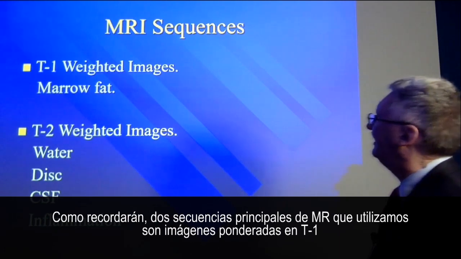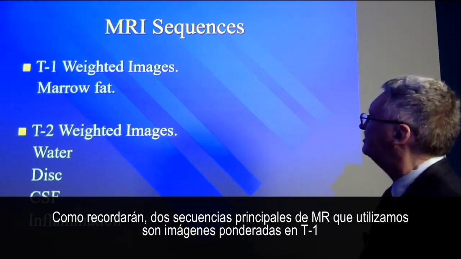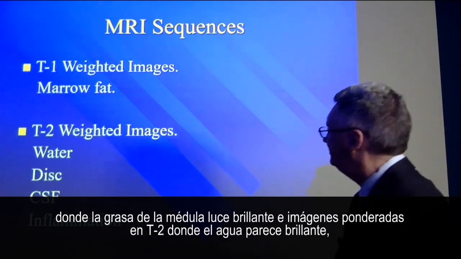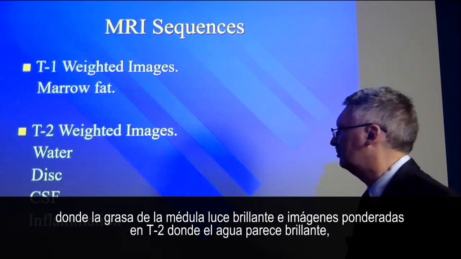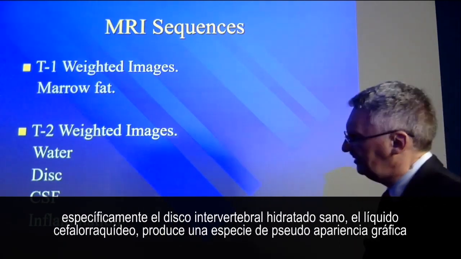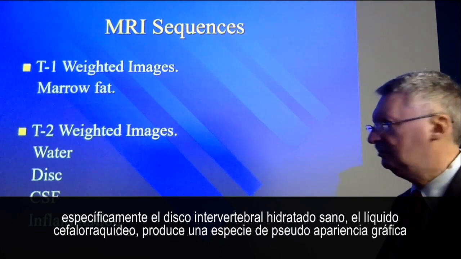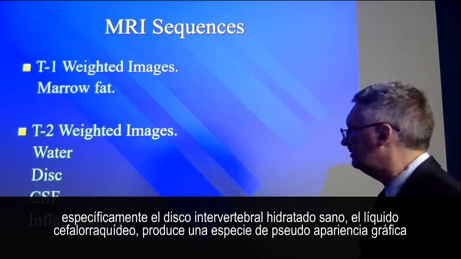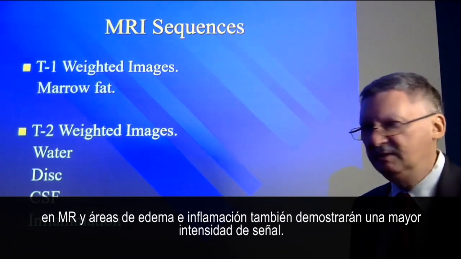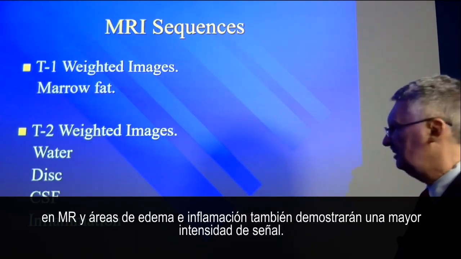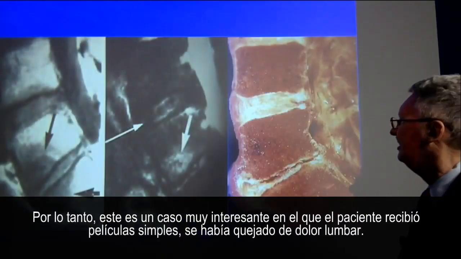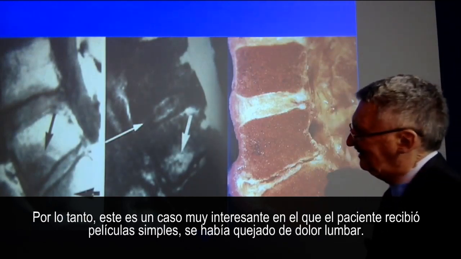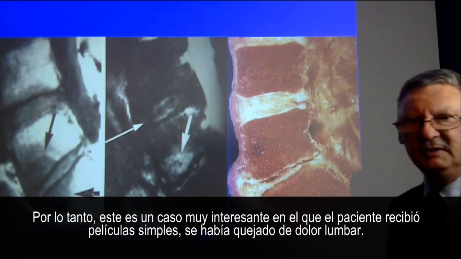As you recall, two major MR sequences that we use are T1 weighted images, where marrow fat appears bright, and T2 weighted images where water appears bright, specifically the healthy hydrated intervertebral disc, the cerebrospinal fluid. It produces a sort of pseudomyelographic appearance on MR, and areas of edema and inflammation will also demonstrate increased signal intensity. So this is a very interesting case where the patient was given plain films, had complained of low back pain.